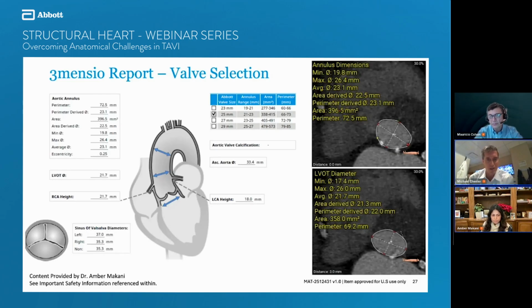So on these kind of shots, when we see what looks like a marble of calcium extending into the LVOT, I tend to try to avoid TAVR regardless of age, as long as they're a decent surgical candidate, just because those types of anatomies, no matter what valve you use, it's just a physical obstruction that you're not going to be able to overcome.